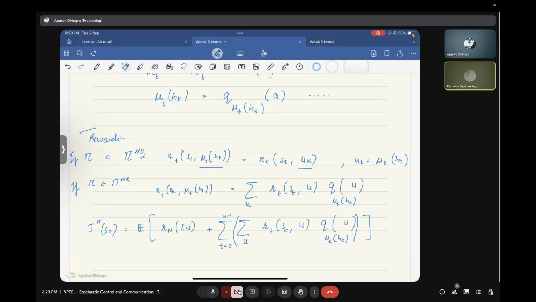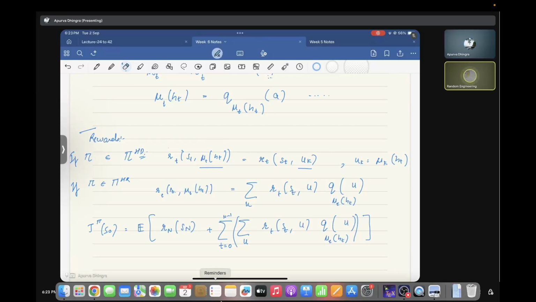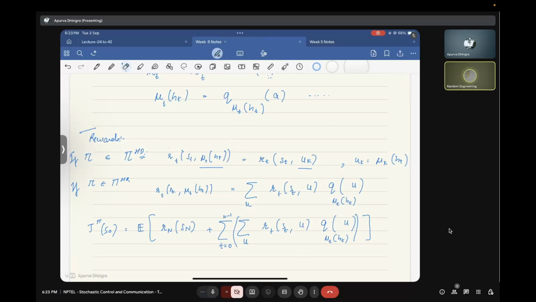Wait, can you repeat your question? Okay, so I got this point. Since the entire history is taken into consideration to decide mu t, there is some kind of HT impact on RT. But when you go to the terminal state, can we put H of n instead of S of n?